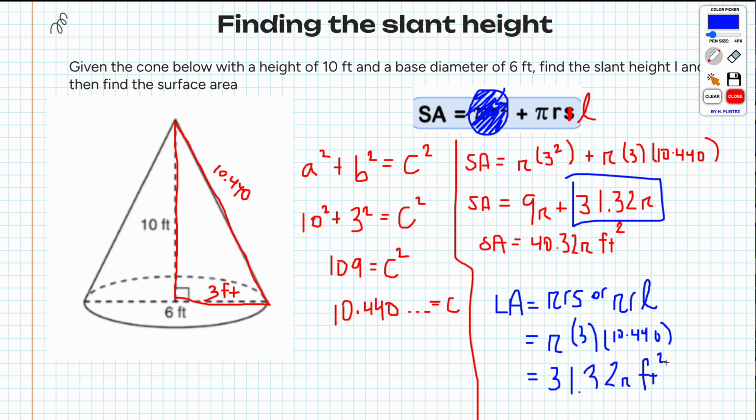Okay, so sometimes knowing these formulas is great. Just be careful with your cones. You might have to actually use the Pythagorean theorem to find that slant height, but then you'd be good to go to just substitute in.